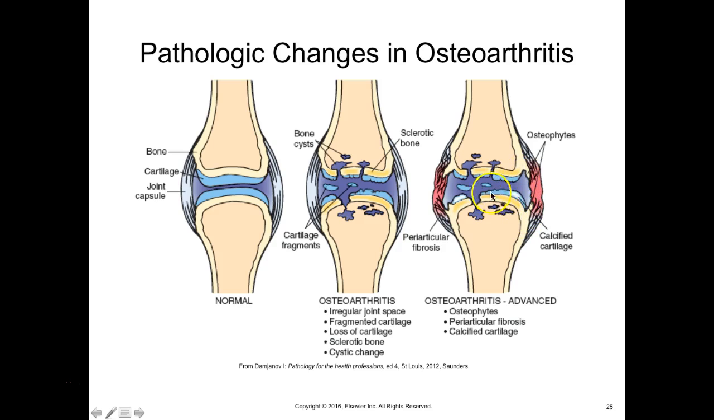we have osteophytes, and we have calcified cartilage. So in both of these, osteoarthritis and advanced osteoarthritis, movement of the joint might cause a grinding sound because it's bone against bone, so the cartilage is gone.